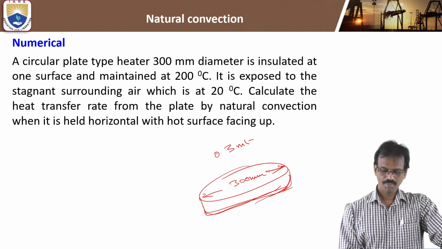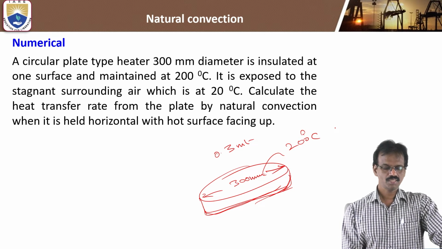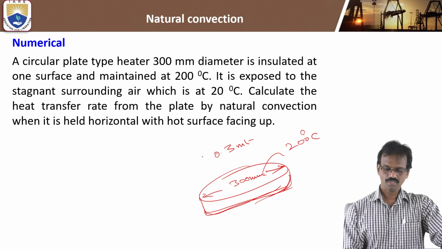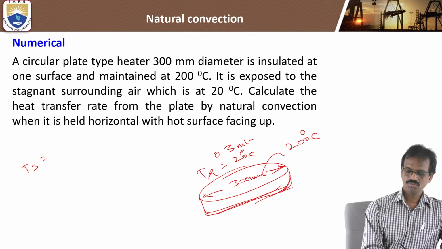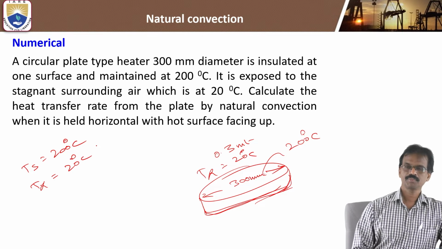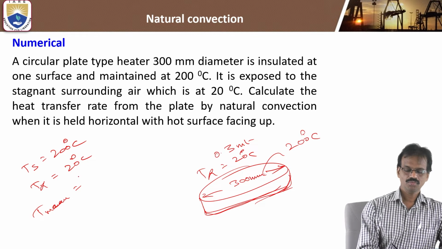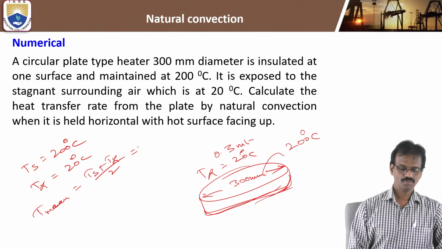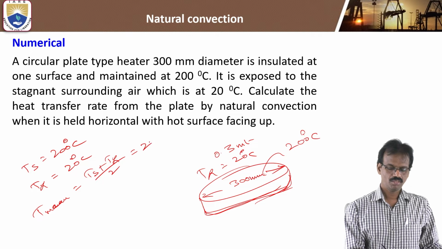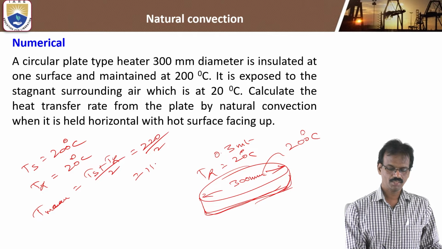The temperature of the top surface is equal to 200 degrees Celsius. It is exposed to the surrounding air. The air temperature T infinity is equal to 20 degrees Celsius. So Ts is equal to 200 degrees Celsius and T infinity is equal to 20 degrees Celsius. Then you can find out the T mean. Ts plus T infinity by 2, 200 plus 20, 220 by 2 is equal to 110 degrees Celsius.